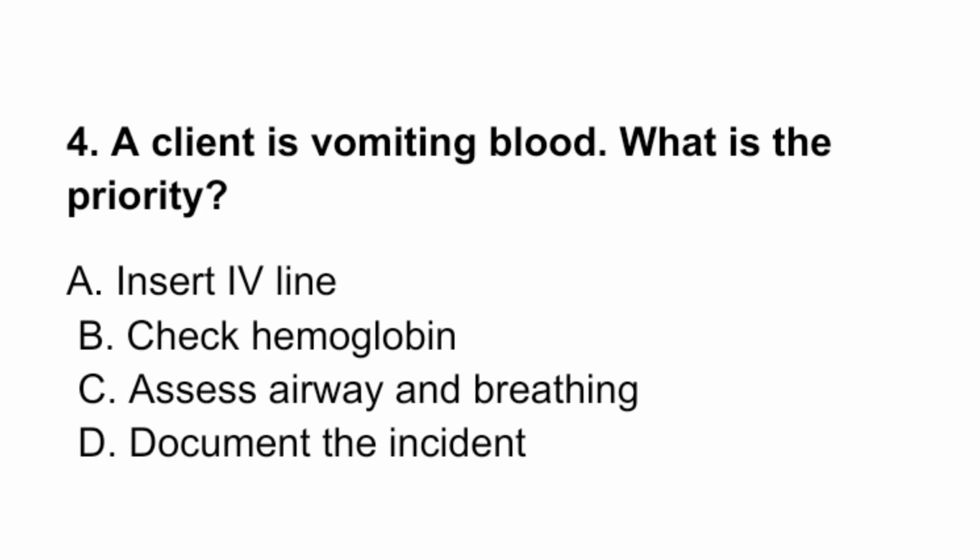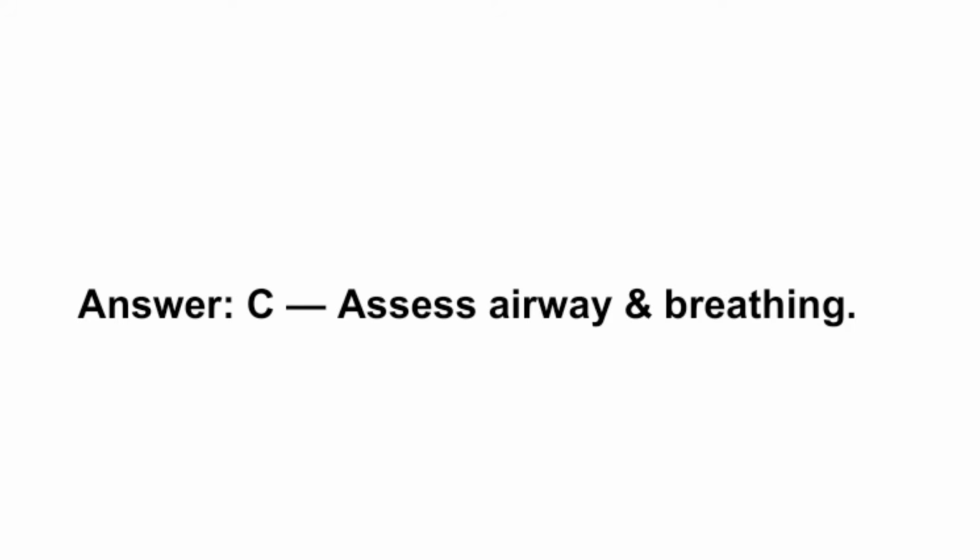4. A client is vomiting blood. What is the priority? A. Insert IV line. B. Check hemoglobin. C. Assess airway and breathing. D. Document the incident. Answer: C. Assess airway and breathing.